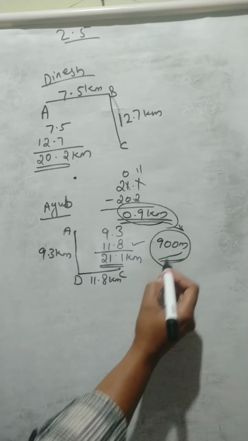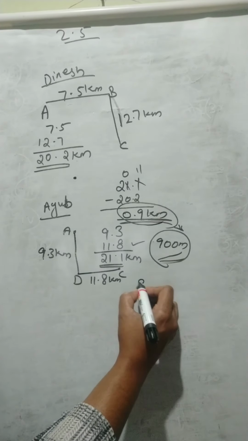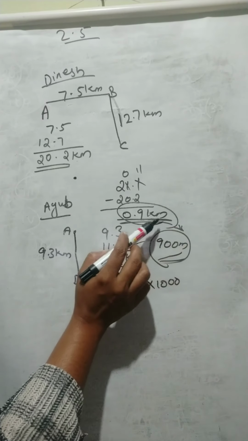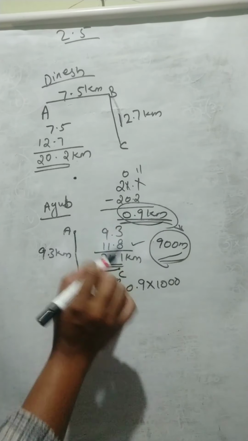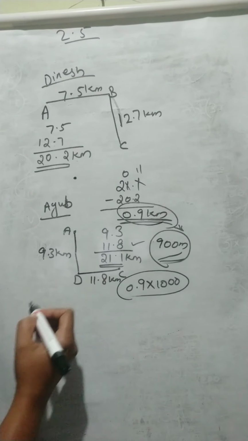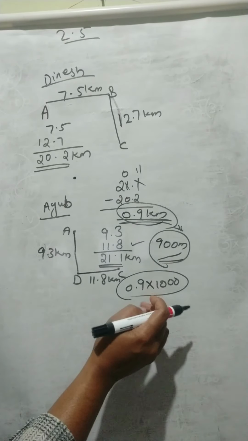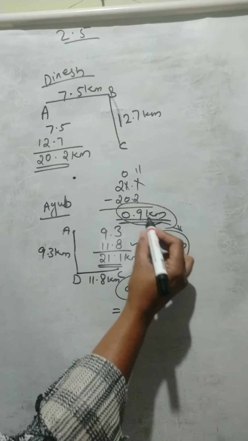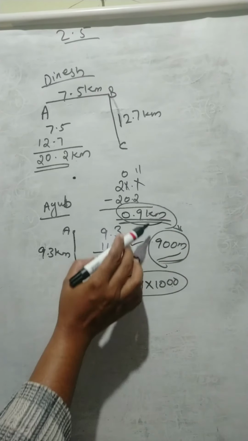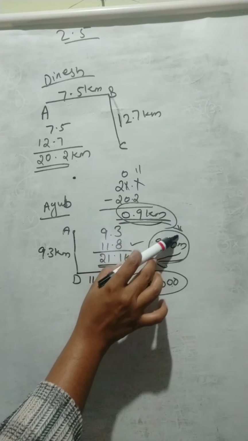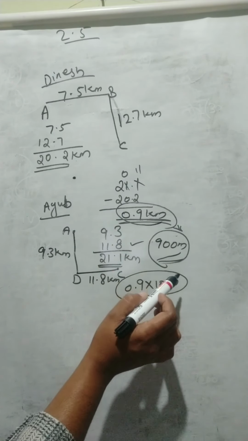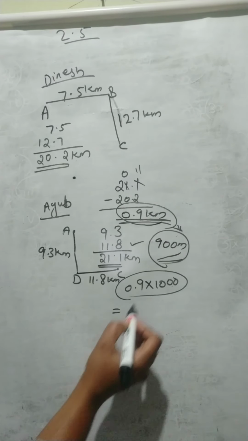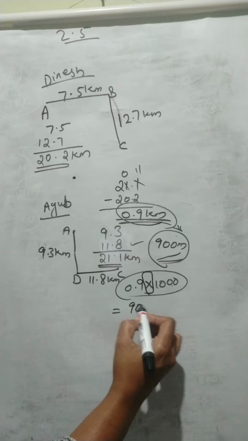How can we write this one as 900? That is 0.9 multiplied by 1000. That means higher units to smaller units. Here we have to multiply by the relation, that is 1000. That means 1000 meter is equal to 1 kilometer. So we have to convert kilometer to meter. So higher units to smaller units, we have to multiply. This is the operation. So that much meter is there.